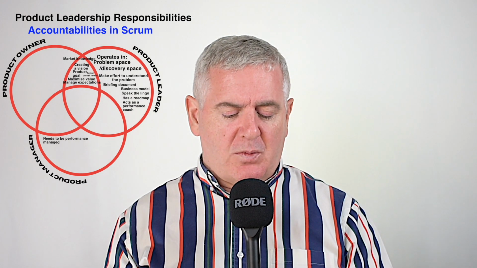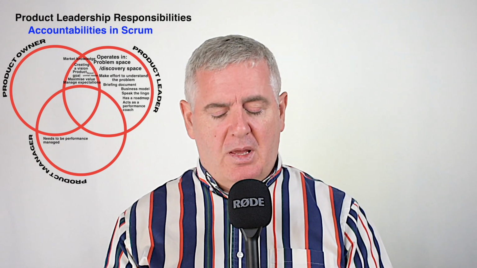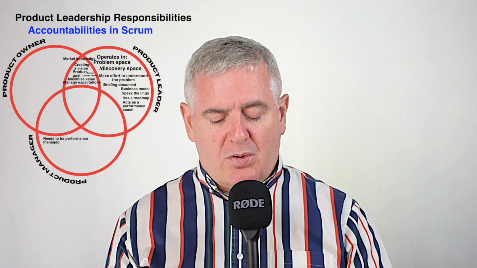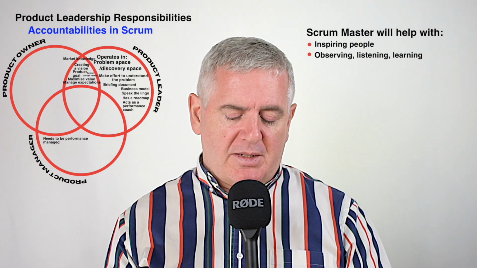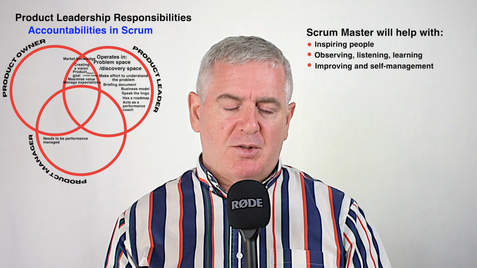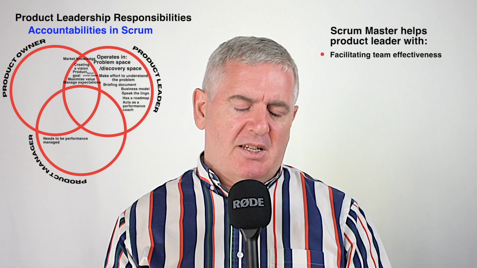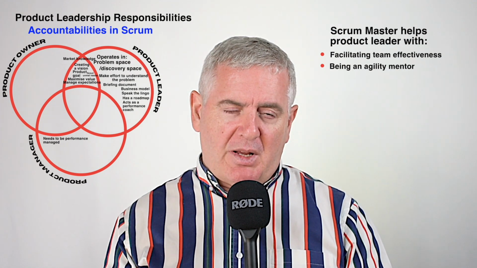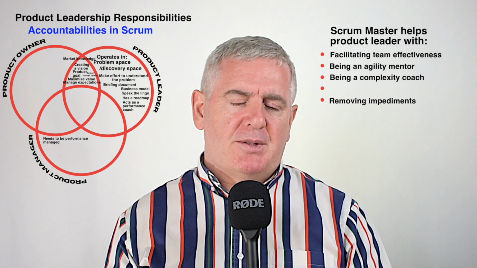There are other aspects as well, like inspiring people. That means you need to be inspired yourself. You need to observe, you need to listen, you need to learn, you need to improve, and you need to be able to support the whole notion of self-management. But the Scrum Master will be helping you with some of these: inspiring people, observing, listening, learning, improving, and self-management. And the Scrum Master would also help the product leader in terms of facilitating team effectiveness, being an agility mentor, being a complexity coach, acting as a change agent, and removing impediments.